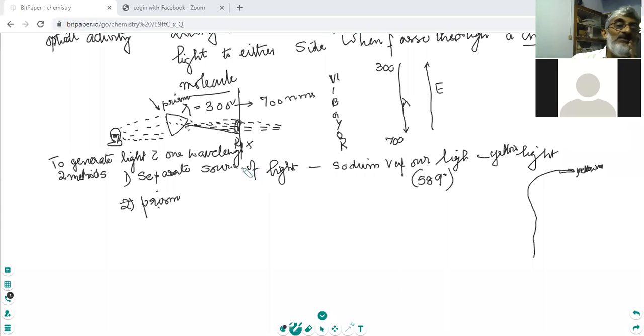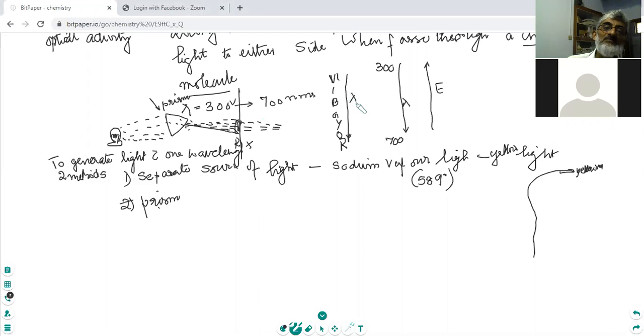So we were discussing optical activity, and as a part of that, I was telling you what is ordinary light. Ordinary light has all possible wavelengths of the visible light, ranging from 300 nanometers to 700 nanometers. The 700 nanometers is red. Remember that higher wavelength is red, violet has lower wavelength. So it is increasing order down.